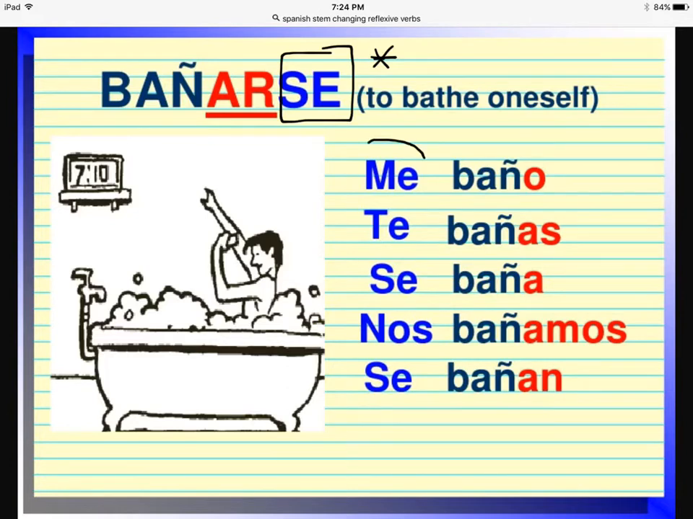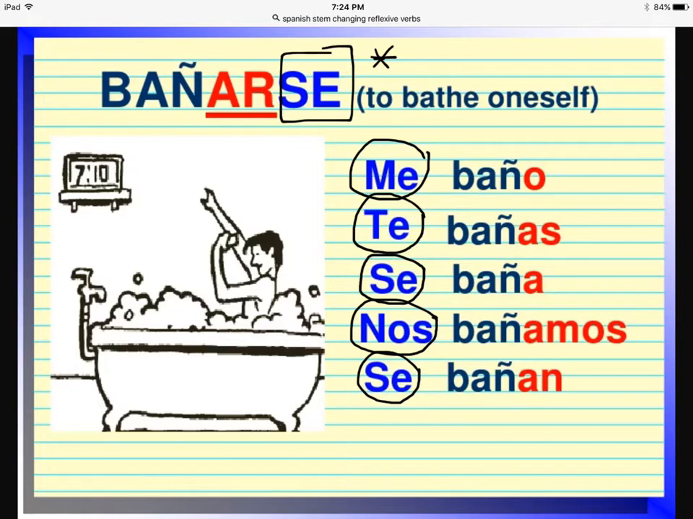If I'm doing the action, the pronoun has to be me. If you familiar are doing the action, it has to be te. If he, she, or you formal are doing the action, it would be se. If we are doing the action, it's nos. And if it's they or you all, then it would be se. Remember, you have to have those pronouns along with your conjugated verb.